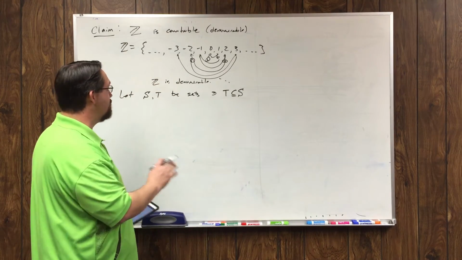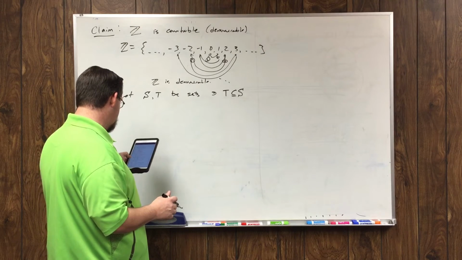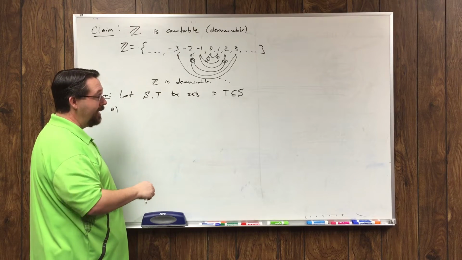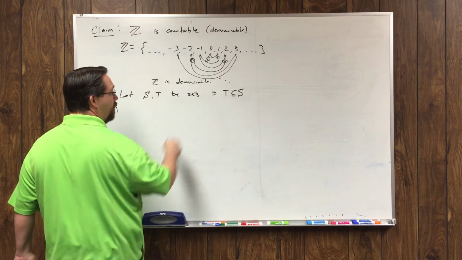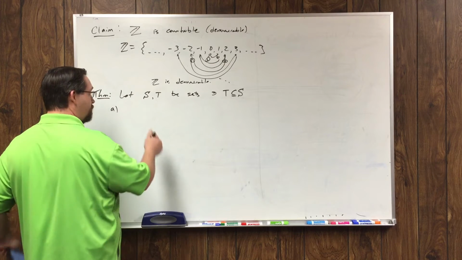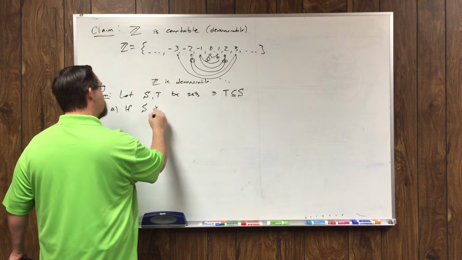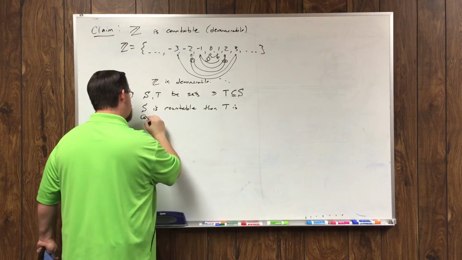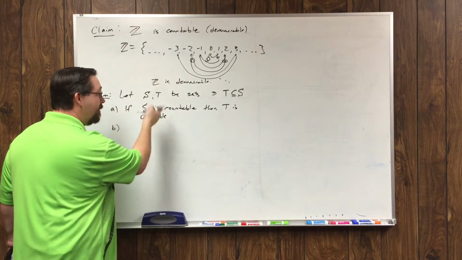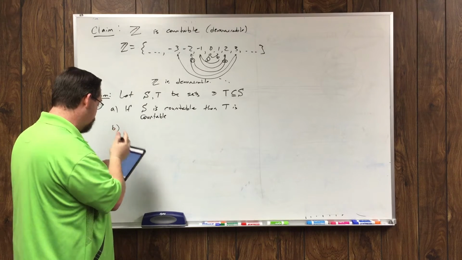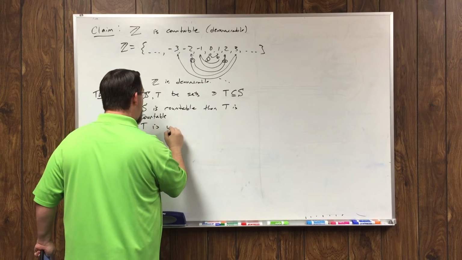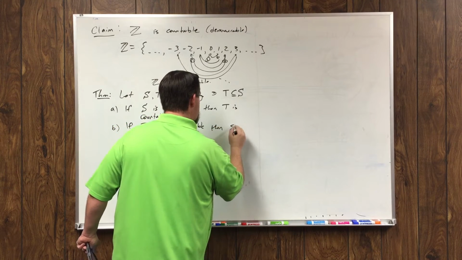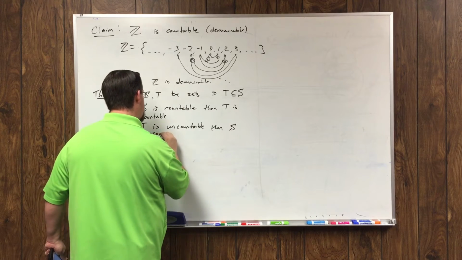Okay? Well, that kind of relationship also carries over to talking about countable. That is, if the larger set is countable, meaning it's either finite or denumerable, then the smaller set has to be countable. Okay? If S is countable, then T is countable. And the converse of that is, in fact, also true. If T is uncountable, then S is uncountable.